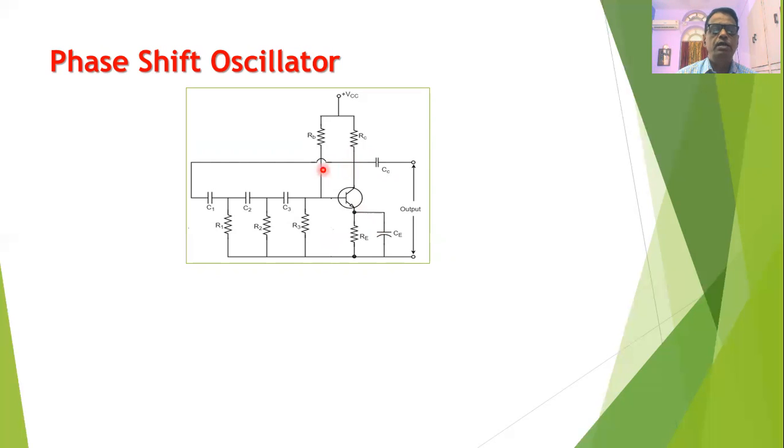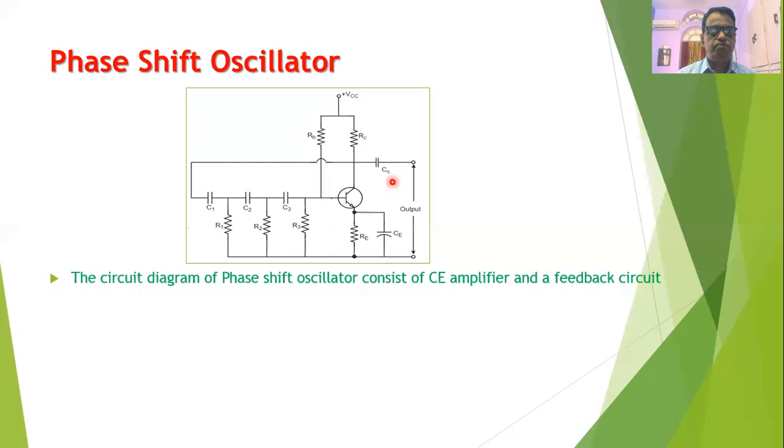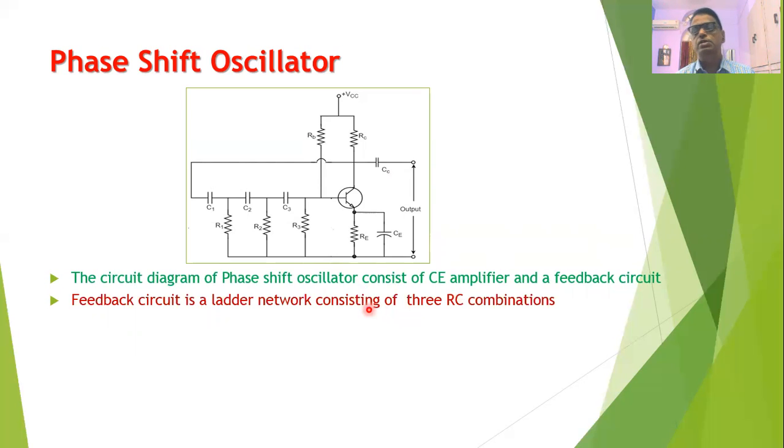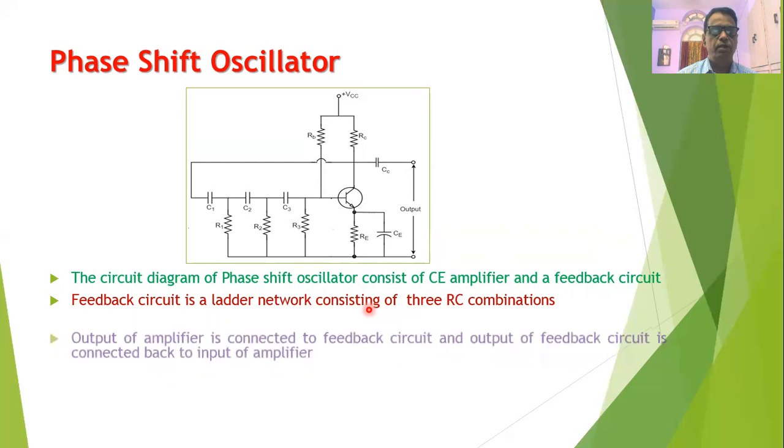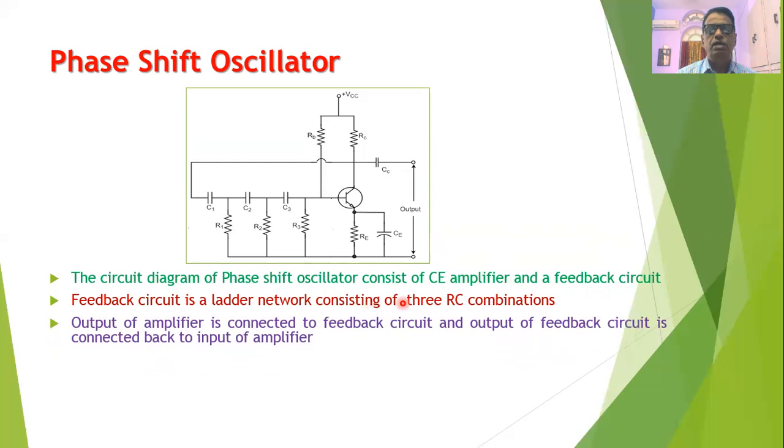The output of the amplifier is coupled back to a feedback circuit. So this is a feedback circuit which consists of 3 RC combinations, and the output of the feedback circuit is again coupled back to the input of the amplifier. The oscillations can be obtained at the output of the amplifier. So this circuit consists of a CE amplifier, that is a common emitter amplifier, along with a feedback circuit. The feedback circuit is a ladder network which consists of 3 RC combinations. The output of the amplifier is coupled to the input of the feedback circuit, and the output of the feedback circuit is coupled back to the input of the amplifier.